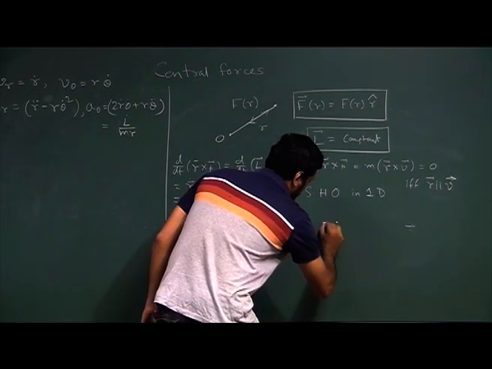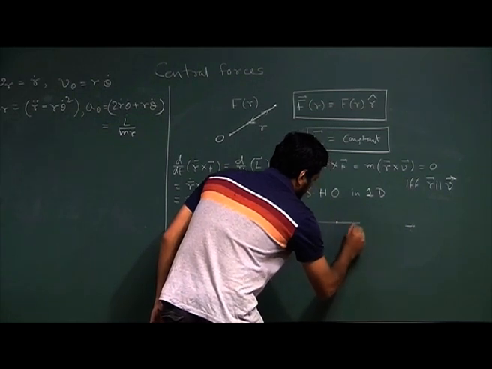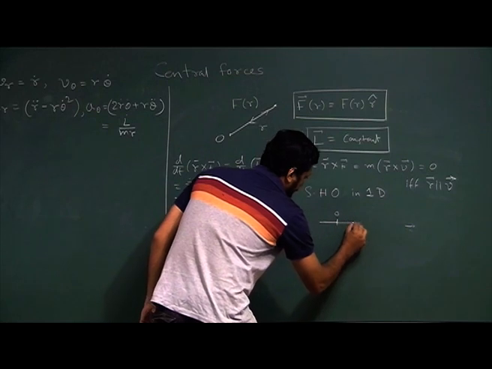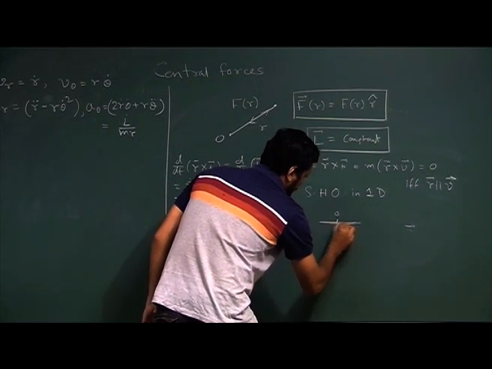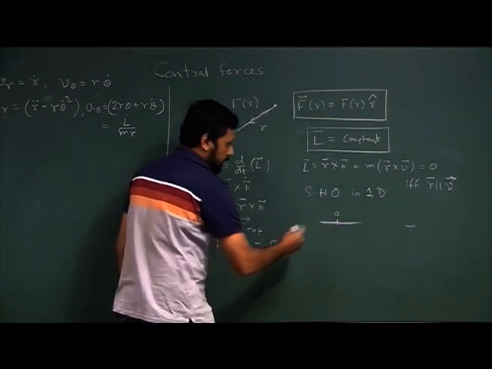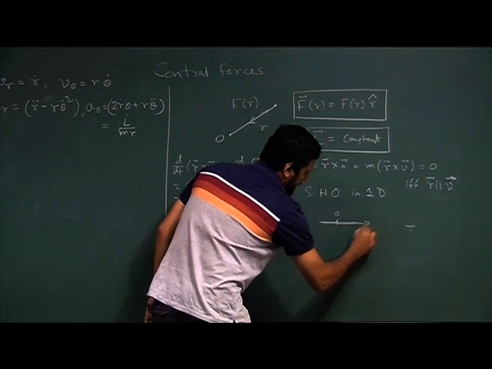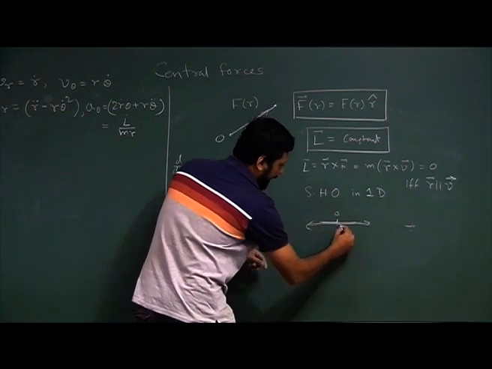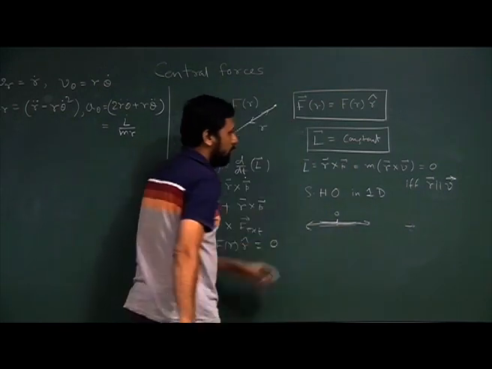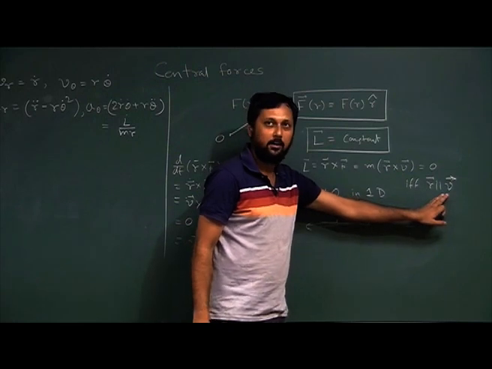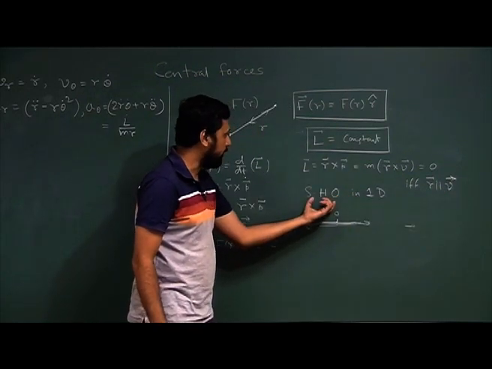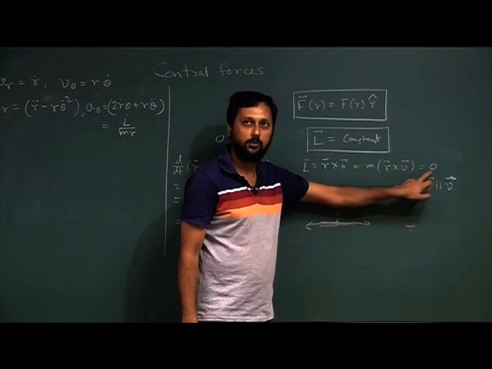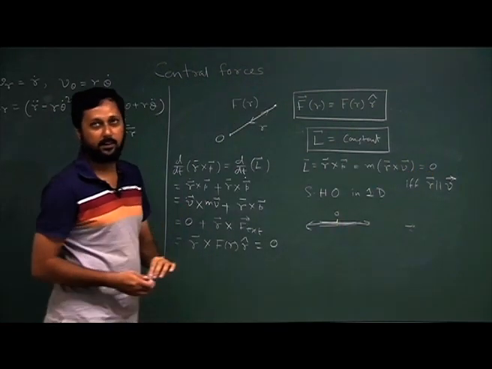We have a particle, and let us say this is our force center O, and the particle is moving along this line like this. So, R is measured along this length, and V is also in this range. So, R and V are always parallel. So, we get a special case of simple harmonic oscillation where L is not only a constant, but it is always equal to 0. So, that is a special case.